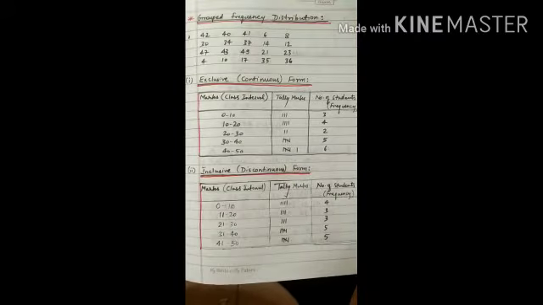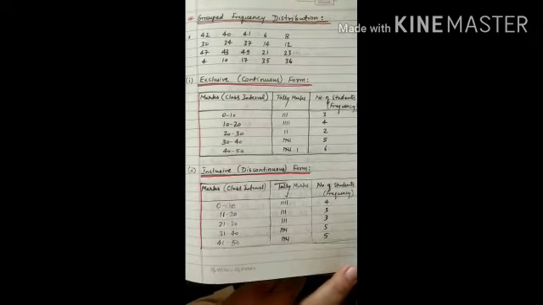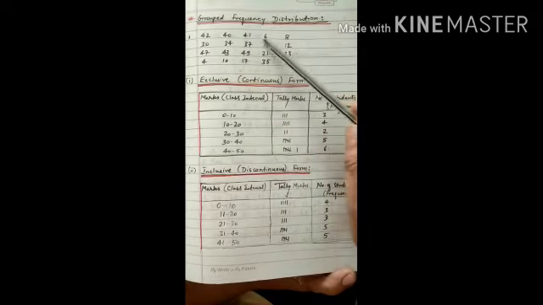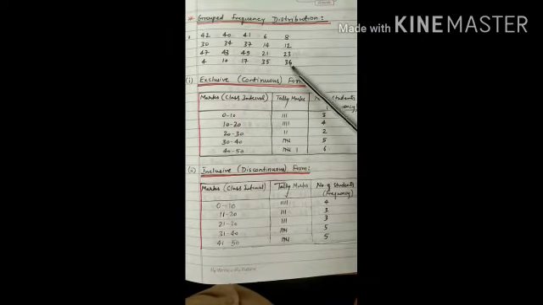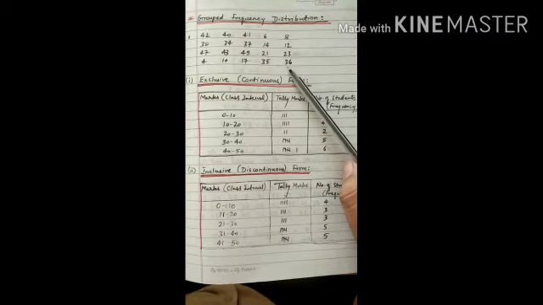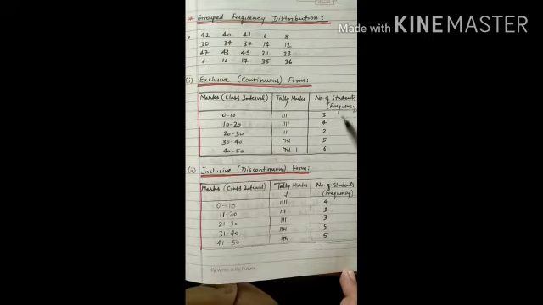In this lecture, I am explaining to you about the grouped frequency distribution. Here you can see there are 20 different values given. Let's assume that these are the marks of 20 students out of 50 in a class test. Let's see how we will make a grouped frequency distribution table.